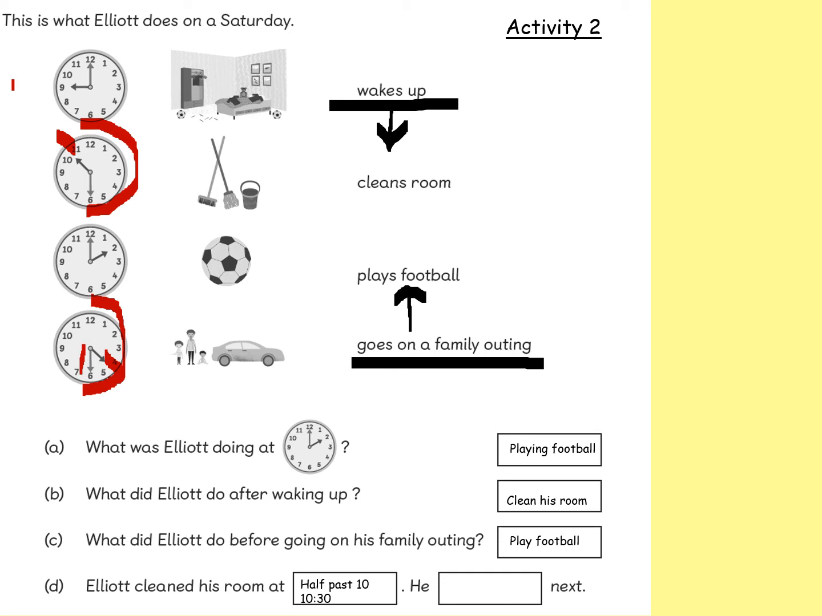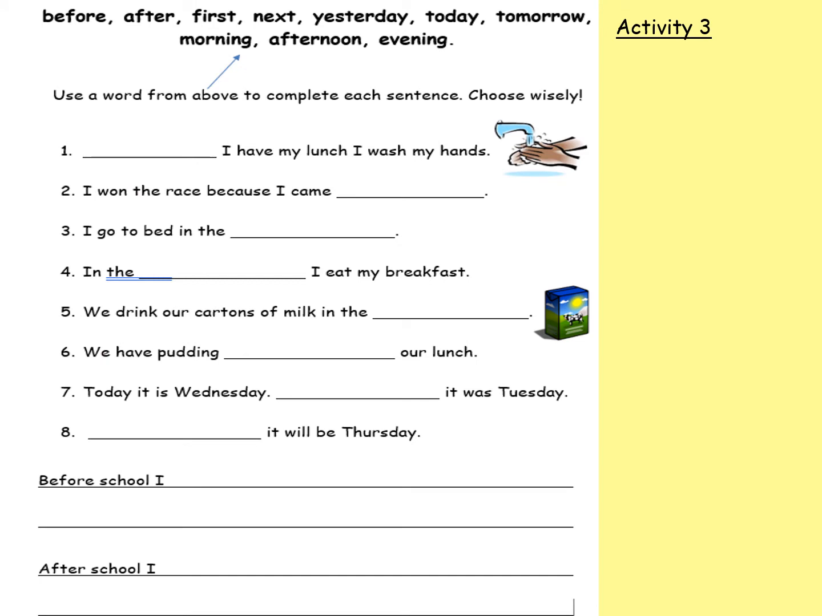He does something next. What did he do? Yeah, look, here he is. He cleans his room. He plays football next. Well done, guys. Okay, children, so here's activity 3.